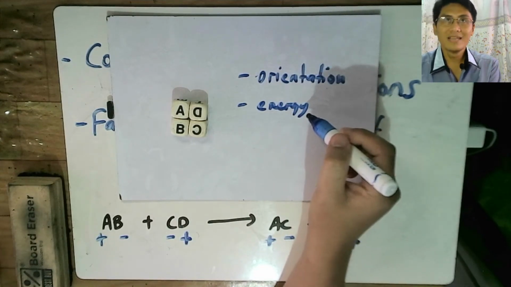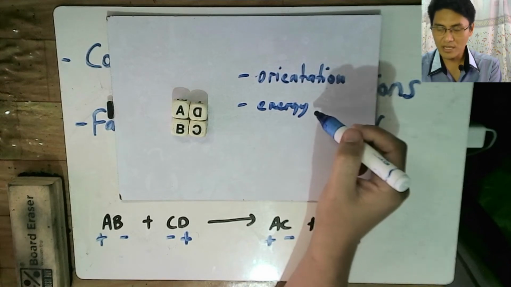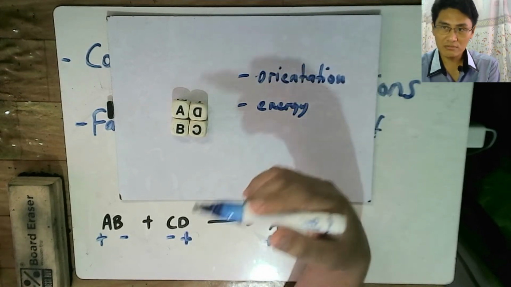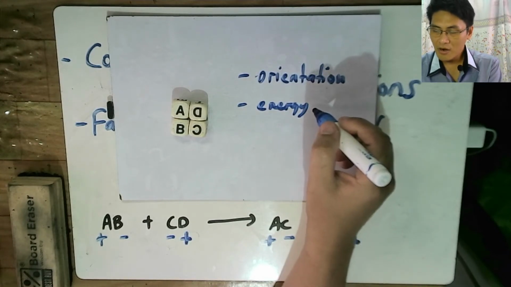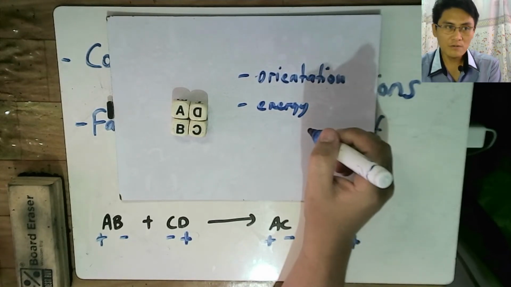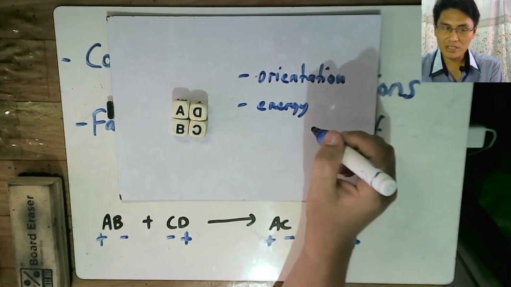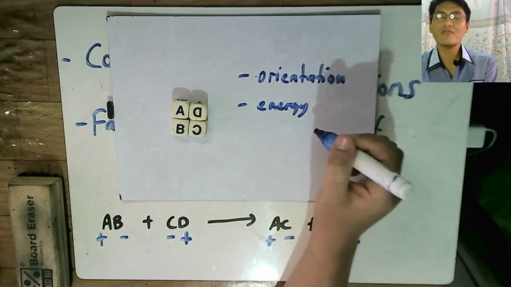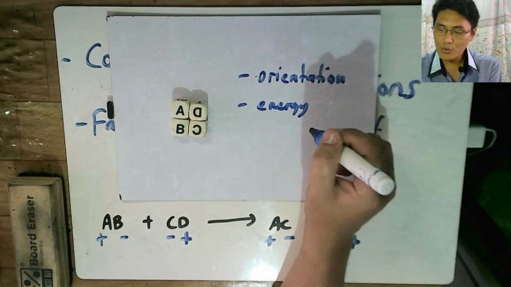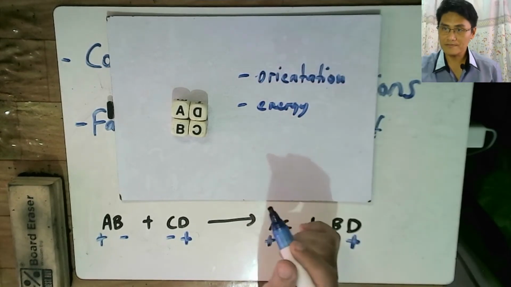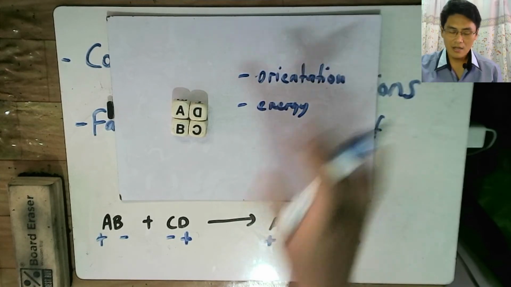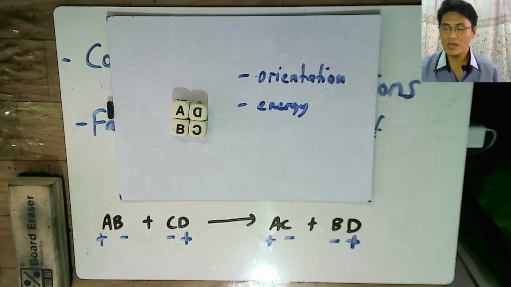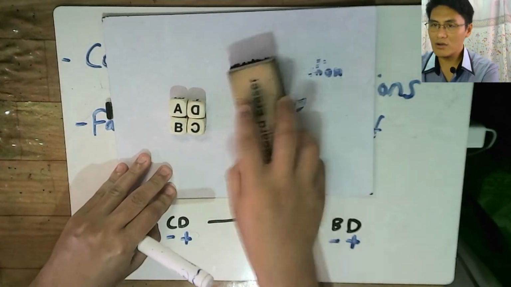It must not be too little. Otherwise, it will not be able to break its bond with the original reactants and form new bonds with the products. Or it must not be too energetic, because if it's too energetic, the chances are they will just bounce off each other without having the time to interact and create new bonds. Right? So orientation and energy. And you have to remember this because this is quite important later on when we move to higher concepts.